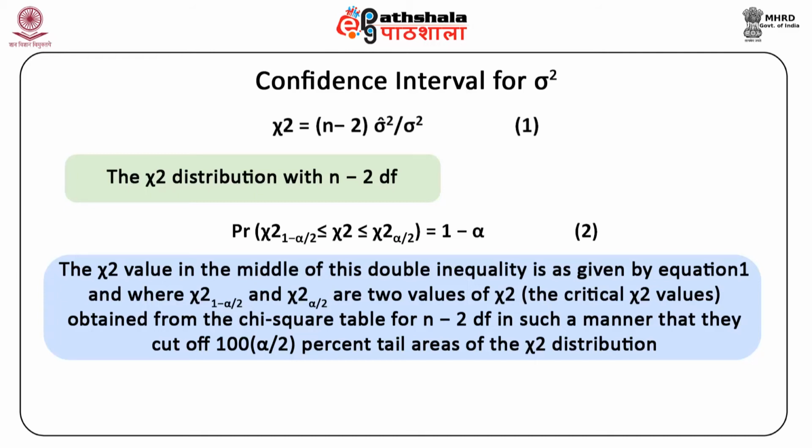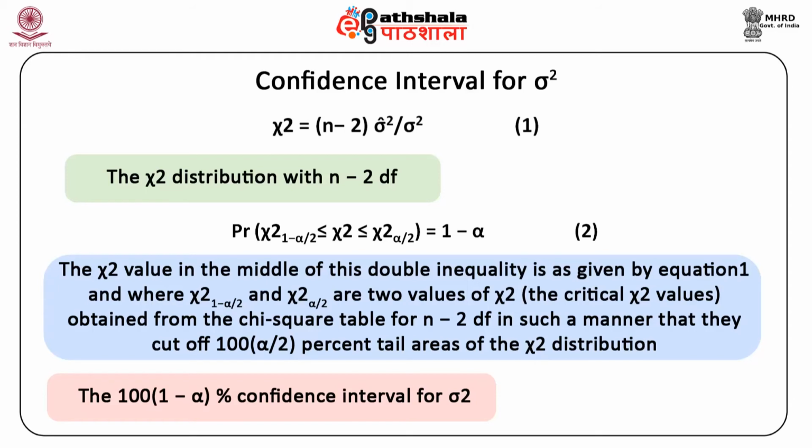So in this, the chi-square value in the middle of this double inequality is as given by equation 1. And chi-square 1 minus alpha by 2 and chi-square alpha by 2 are two values of chi-square which are also the critical chi-square values and are obtained from the chi-square table for n minus 2 degrees of freedom in such a manner that they cut off 100 into alpha by 2 percentile areas of the chi-square distribution. Now substituting chi-square from 1 into 2 and rearranging the terms, we obtain the 100 into 1 minus alpha percent confidence interval for sigma square.